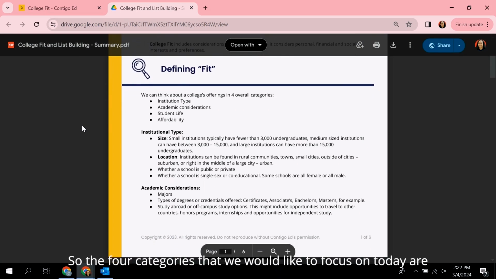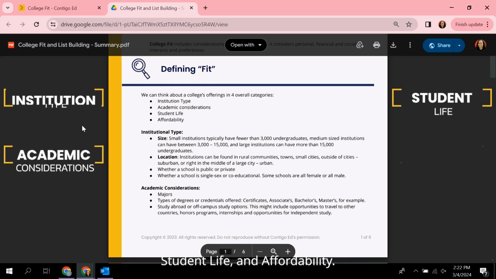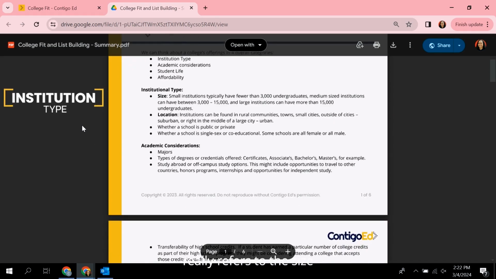So the 4 categories that we would like to focus on today are institution type, academic considerations, student life, and affordability. Here you can see that institution type really refers to the size of the school, maybe the location of the school, if it's public or private, and if it's co-ed or not.